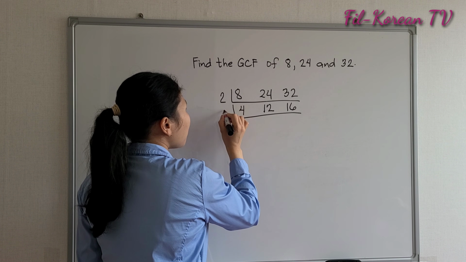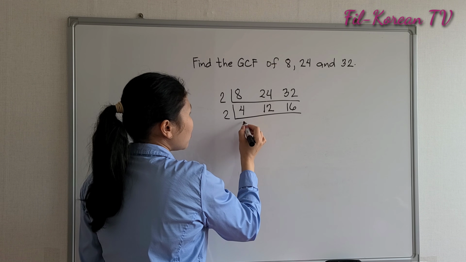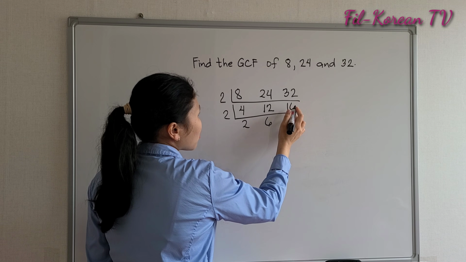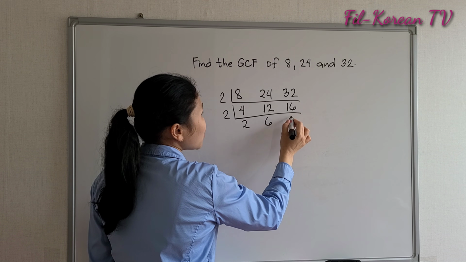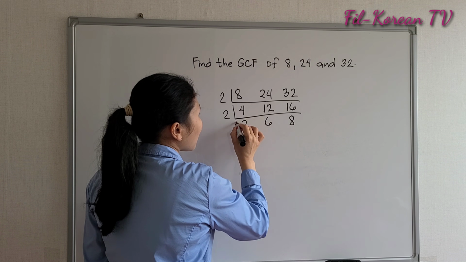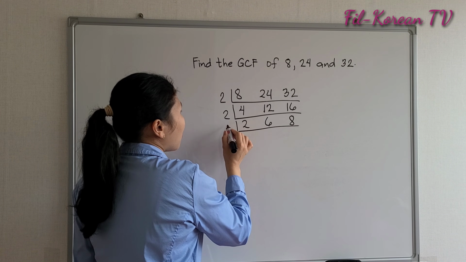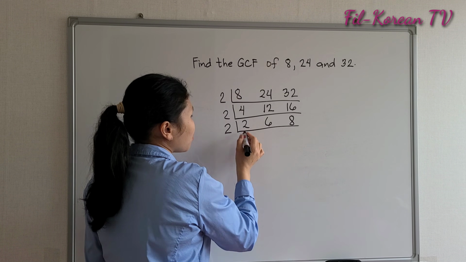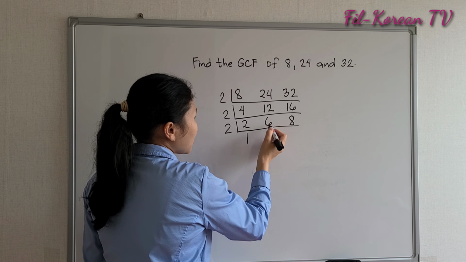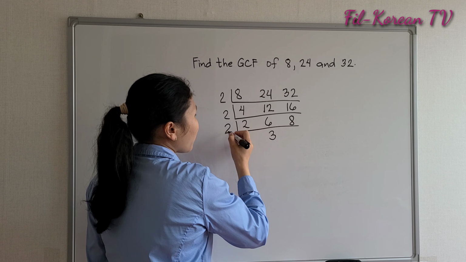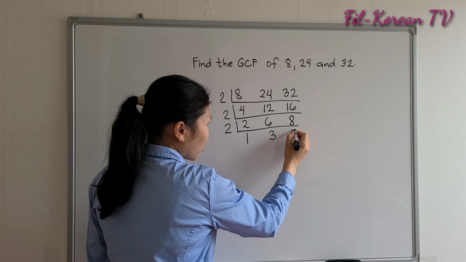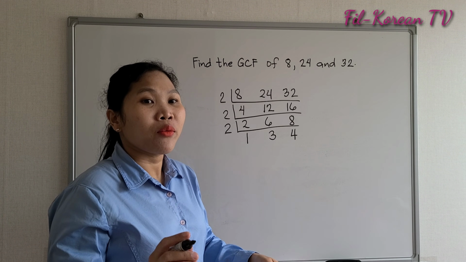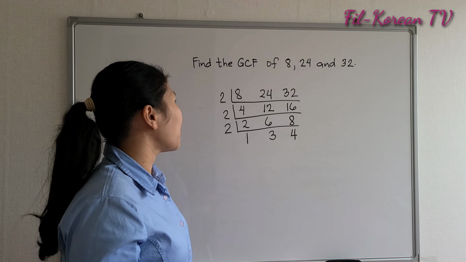Next, divide again by 2. 4 divided by 2, 2. 12 divided by 2, 6. 16 divided by 2, 8. Next. Okay. Another 2. 2 divided by 2, 1. 6 divided by 2, 3. 8 divided by 2, 4. Okay. The three have no common prime factor, so we will stop now.